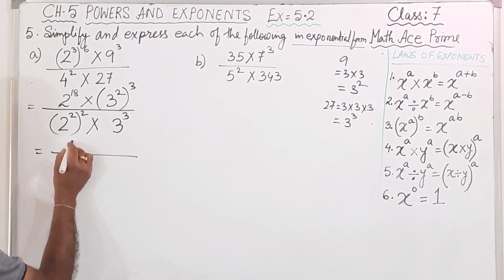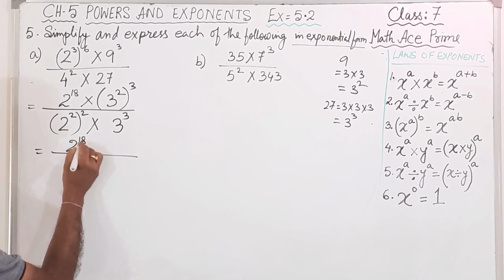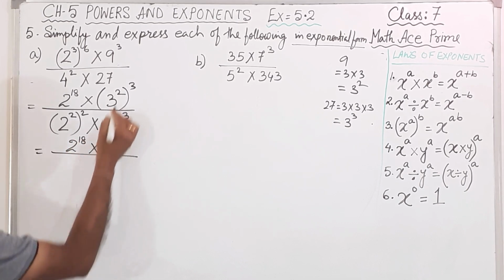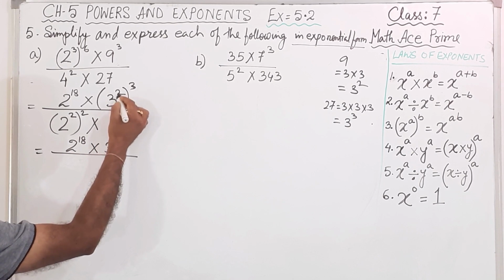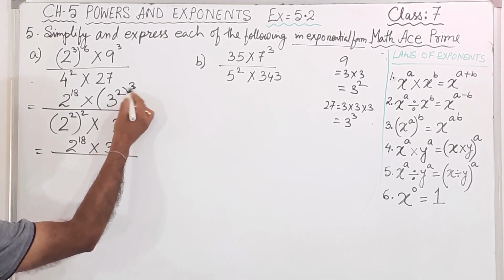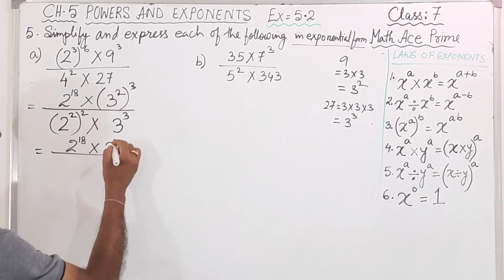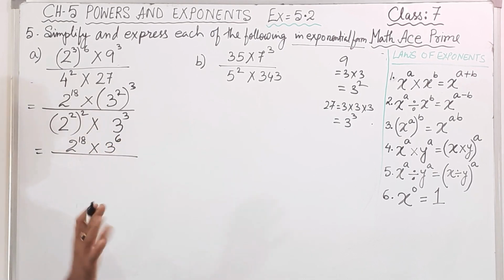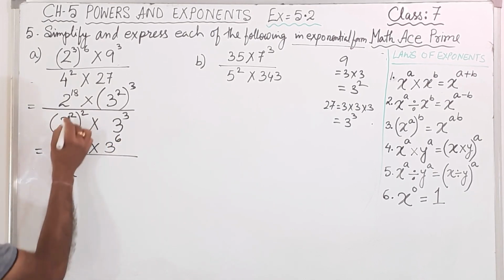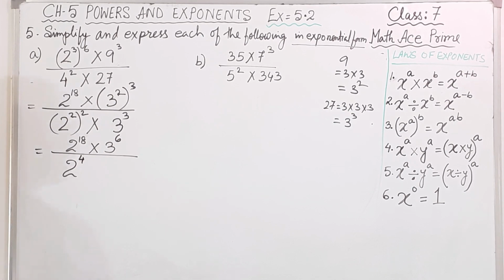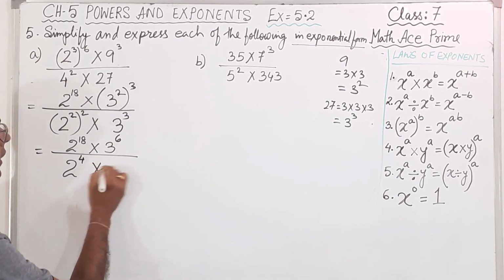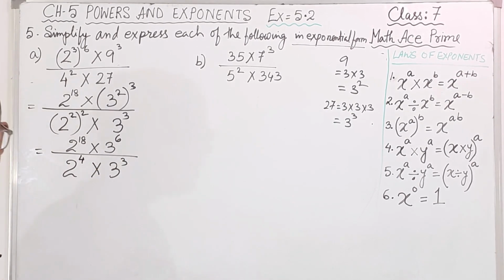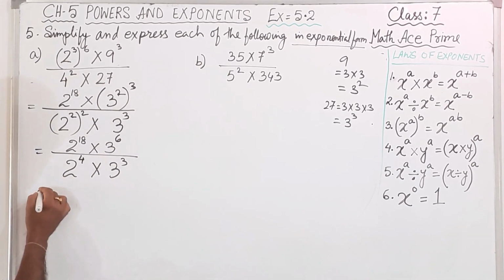Draw this line, and then 2 to the power 18 into 3 to the power, with a power on top of a power, so these two powers will multiply. So 2 into 3, 6. Okay. After that, what will this become? 2 into 2, 4, 2 to the power 4, and this 3 to the power 3 as it is. Clear? Now the last step.